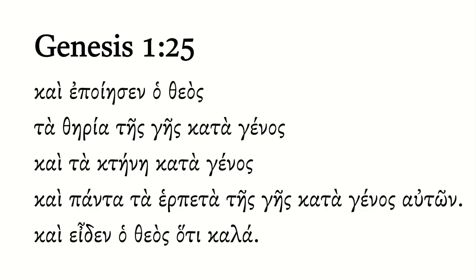We are wrapping up the 6th day of the creation week, looking at Genesis 1, verse 25. Kai apoiesen ho theos ta theria tes ges kata genos, kai ta ktene kata genos, kai panta ta herpeta tes ges kata genos auton, kai eiden ho theos hoti kalon.